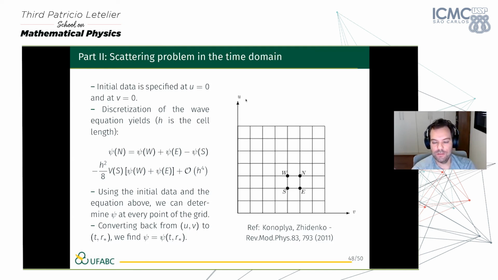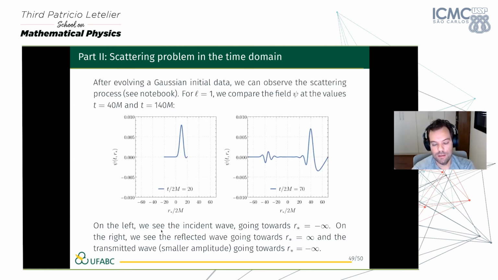This is done in the coordinates u and v, but you can go back to the original t and r star coordinates. And if you do that, then you can evolve initial data. And here's an example of that I did in Mathematica. So at some initial, very early time, you have just the pulse here. This is going to the left.